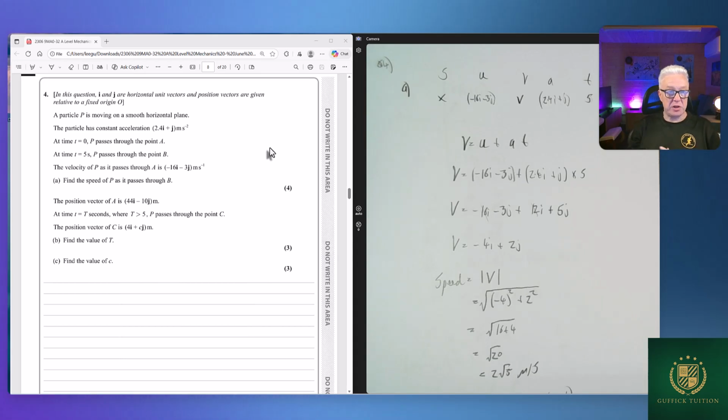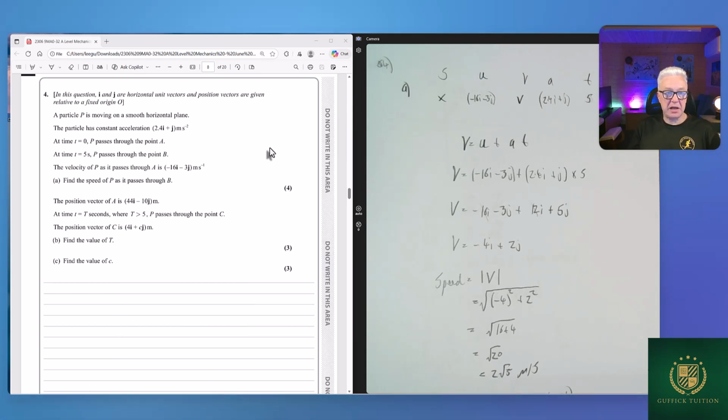Hello everyone, this is question 4 now from Mechanics 2023, and we've got what I think is quite a tricky further kinematics question. So what does it say? It says a particle P is moving on a smooth horizontal plane. The particle has a constant acceleration of 2.4i plus j meters per second squared.